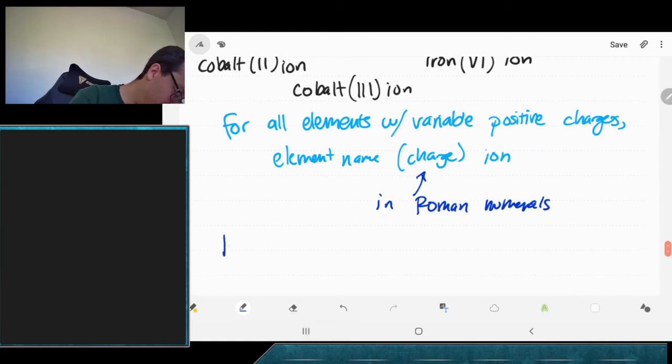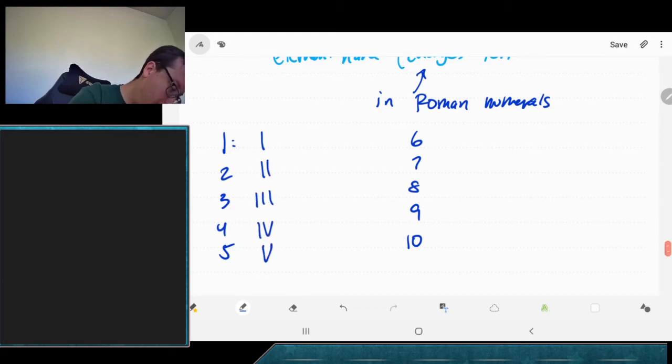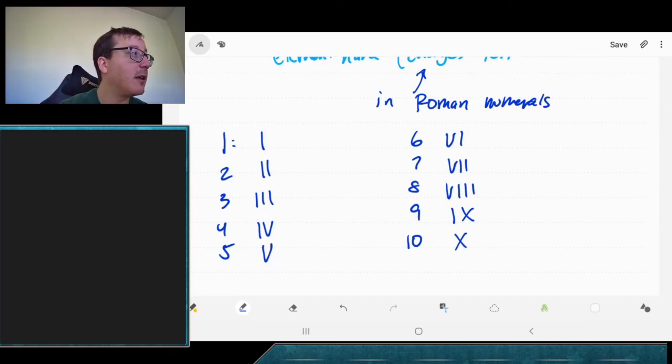Roman numerals we can just go over quickly. All right, so these are our Roman numerals. In case you need a refresher on those, that's what those are. So something like 4 is written IV. 6 is VI.